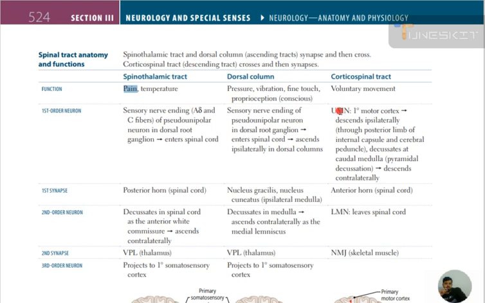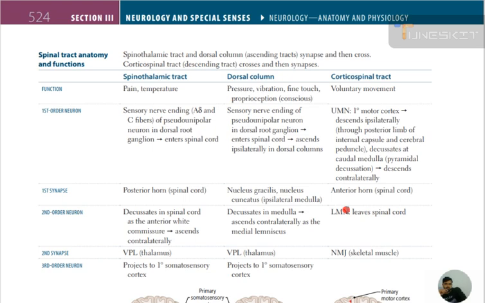So these are upper motor neurons, from the primary motor cortex. They descend ipsilaterally through the posterior limb of the internal capsule and cerebral peduncle, and decussate at the caudal medulla. As we discussed previously, first they cross or decussate and then synapse. So they decussate at the level of the caudal medulla, the pyramidal decussation, and descend contralaterally. The first synapse will form at the level of the spinal cord. This is the first synapse, which is after decussation.